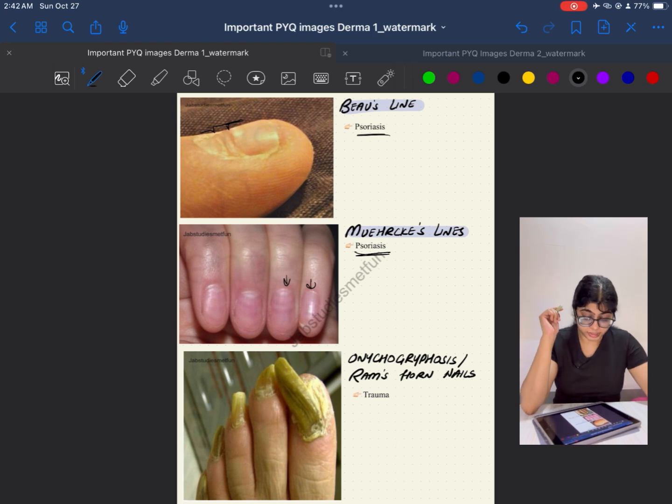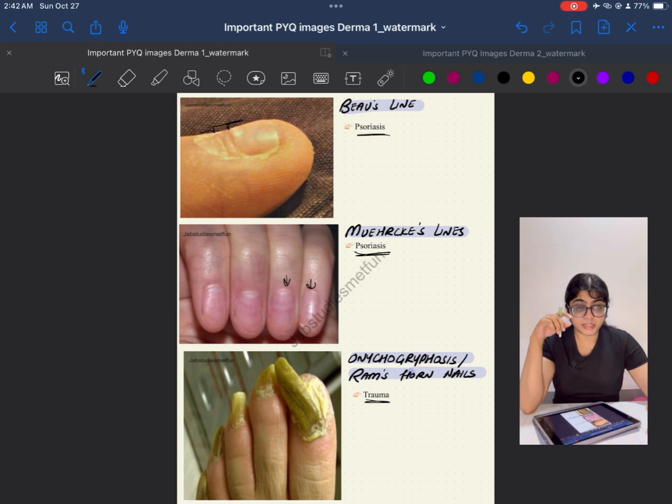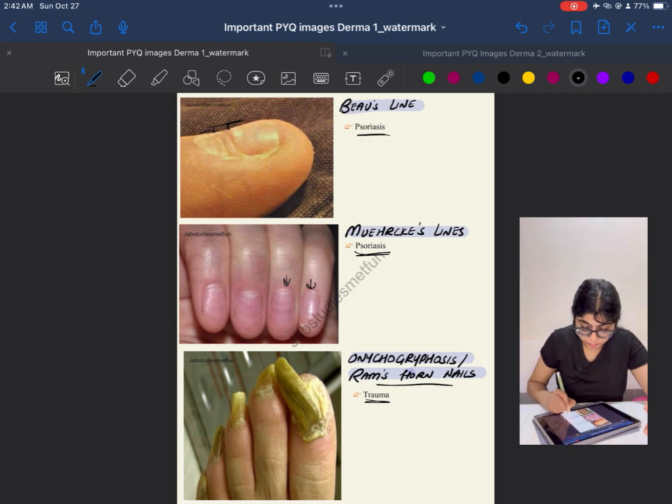Next we have is onychogryphosis or ram horn nails, which are caused by trauma. So how are they caused by trauma is the nail undergoes a lot of friction or a lot of pressure over time, and basically hypertrophy of the nail bed or hypertrophy of the nail itself happens over time, and it is shaped as a ram's horn, hence it is called ram's horn nails.